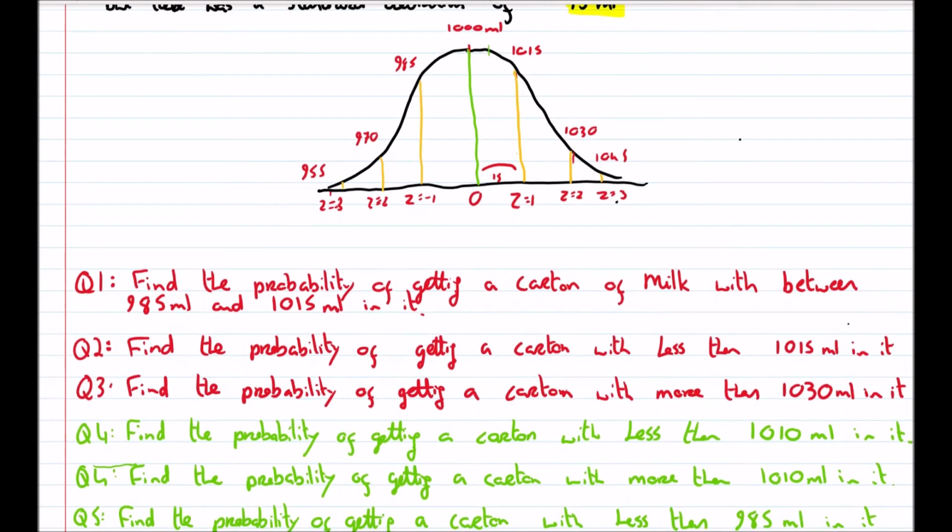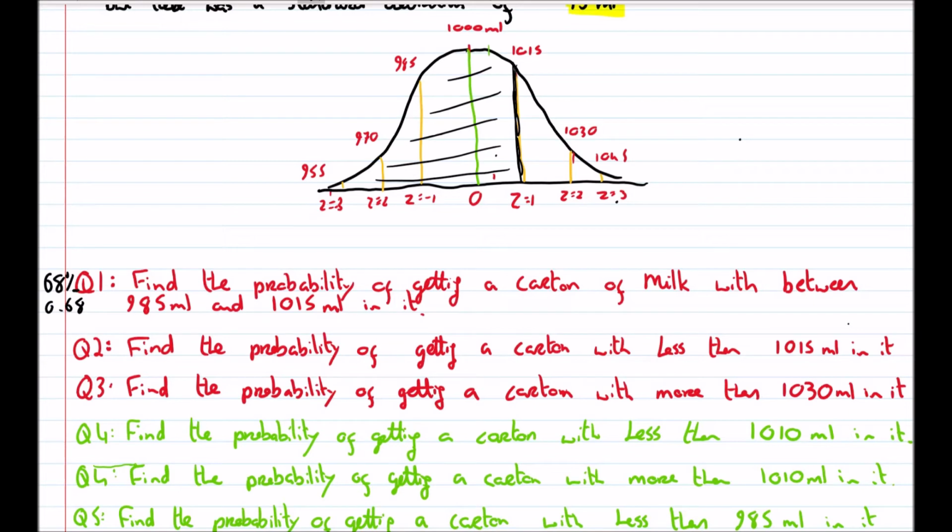Find the probability of getting a carton of milk between 985 millilitres and 1015. Well, that is actually between one standard deviation either side of the mean, so that will be 68%, which is 0.68 probability. Next question. Find the probability of getting a carton of milk less than 1015. So basically less than this. So all back here we're looking for.